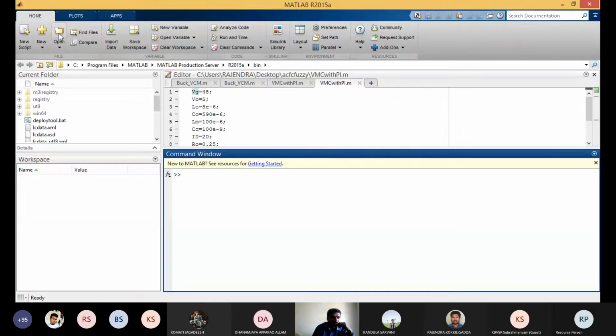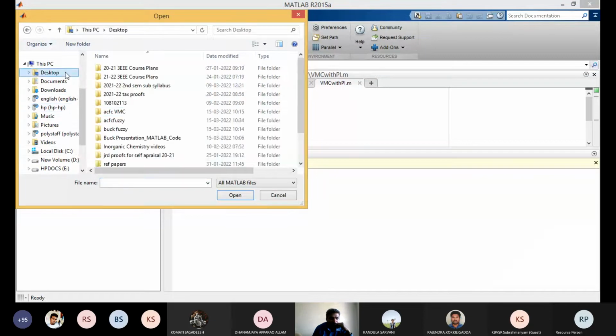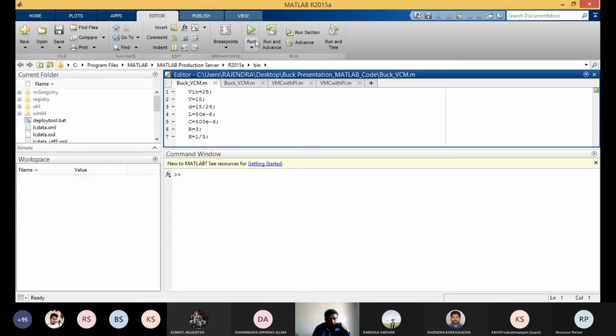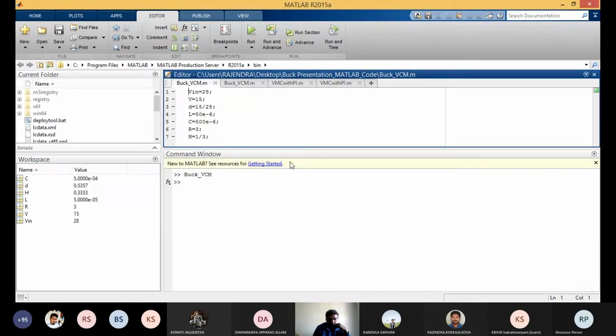I think my screen is visible now. I'm trying to open the buck converter. Okay, here we are taking the Vin as 28 volts, so with the duty cycle I'm calculating the L and C. Okay, these are the calculated values.